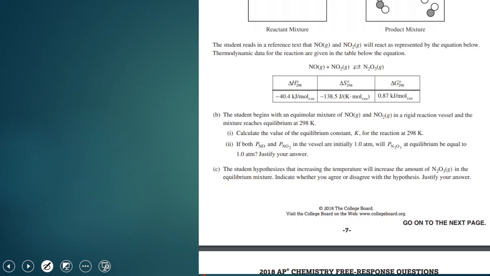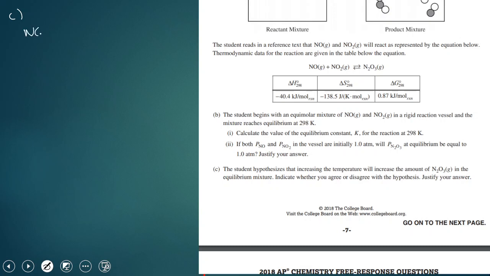Okay, moving on to part C. The student hypothesizes that increasing the temperature will increase the amount of N2O3 in the equilibrium mixture. Indicate whether you agree or disagree with the hypothesis. Justify your answer. Okay, so increasing the temperature in this case, well, what do we see? So our delta H is negative 40.4 kilojoules per mole reaction. Okay, so I'm just going to write that in as a part of the reaction.